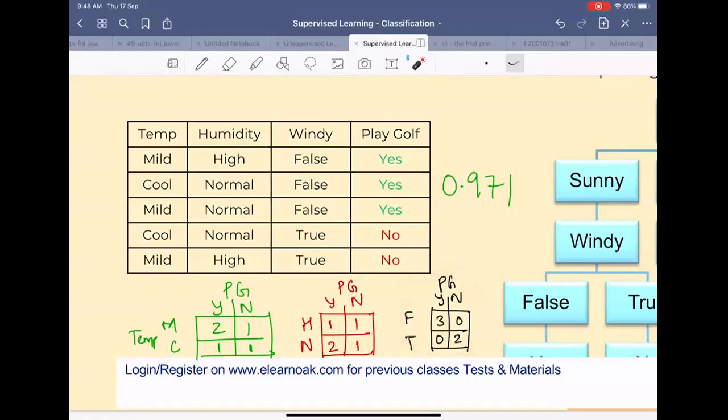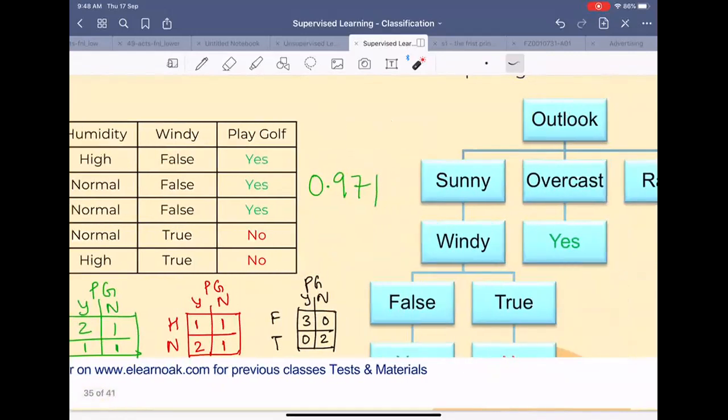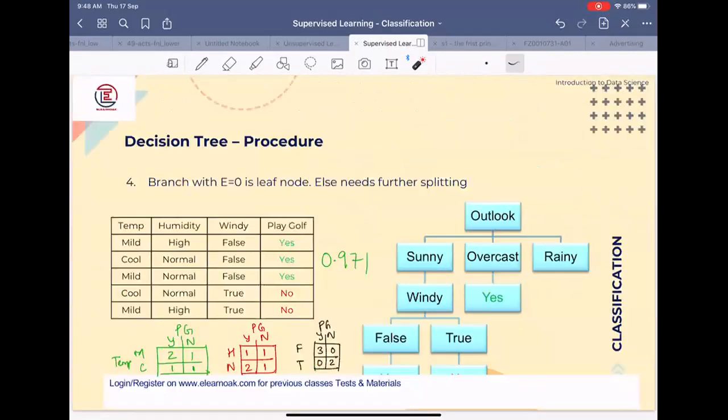So our next choice should be windy, because if windy is false, all cases point towards yes, and if windy is true, all cases point towards no. I hope that makes sense. Thus, once we choose outlook and outlook is sunny, we will choose windy as the next feature. We will not use temperature.